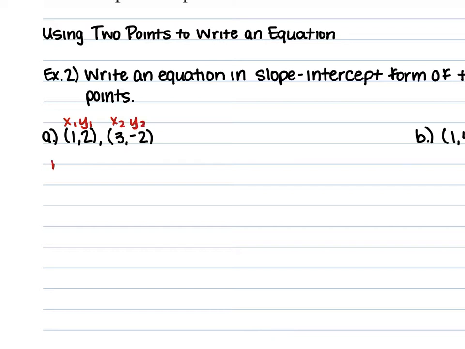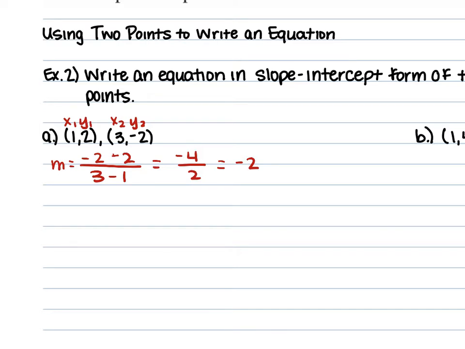So we're going to have a slope of -2 minus 2 over 3 minus 1. -2 minus 2 is -4, over 3 minus 1 is 2. So that's just -2. So our slope is -2. From here, it does not matter which ordered pair you use, you are going to come up with the same answer. At least you should come up with the same answer.